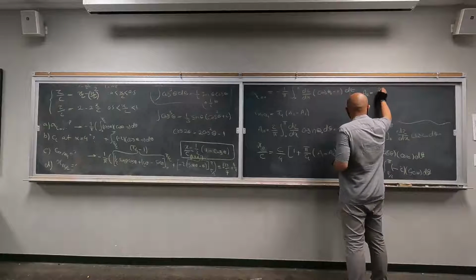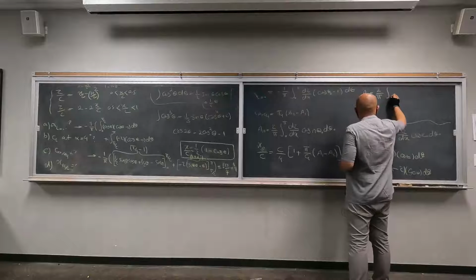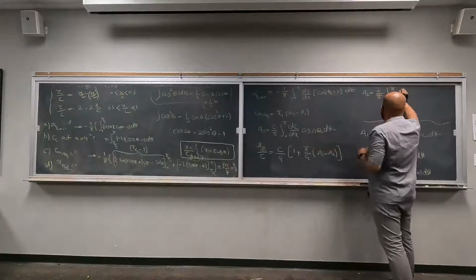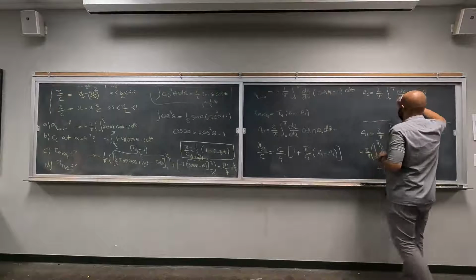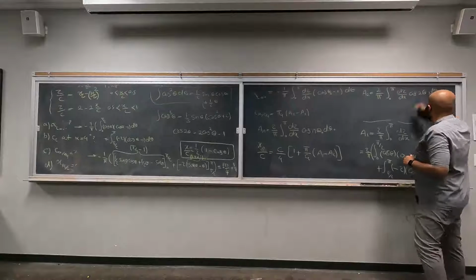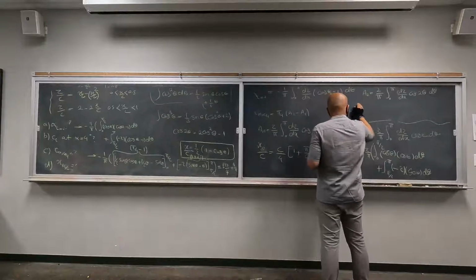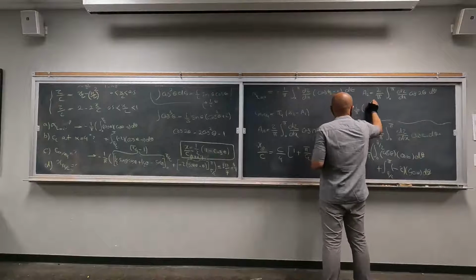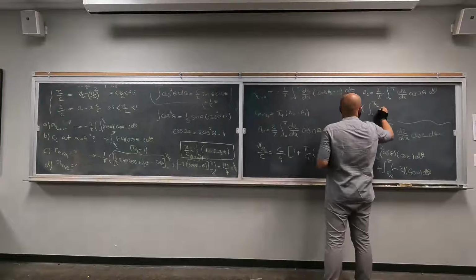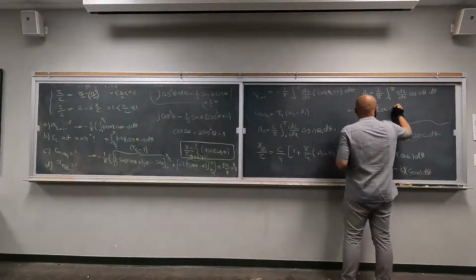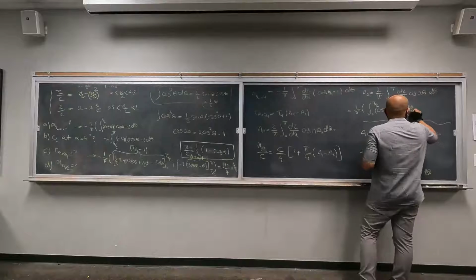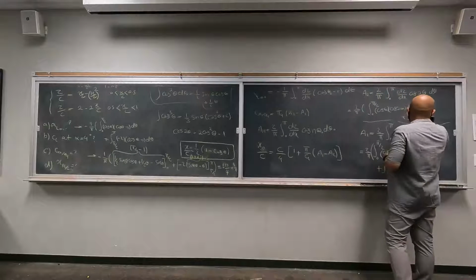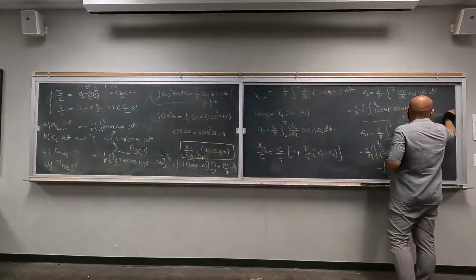A2 is 2 over pi, integral from 0 to pi, again dz/dx, cosine of 2 theta, because n equals 2, d theta. You have 2 over pi, integral from 0 to pi over 2 of cosine of theta, cosine of 2 theta, d theta, plus the integral from pi over 2 to pi of negative 2 cosine of 2 theta, d theta.